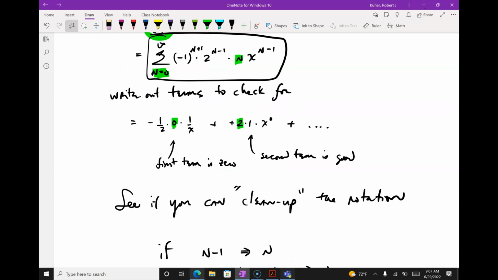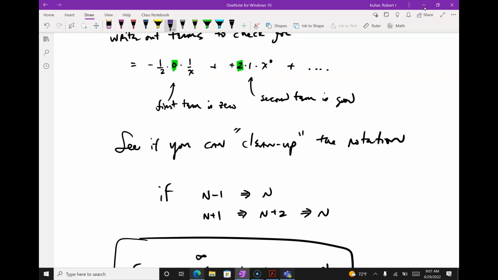So the second term is good. So I think I might be able to clean things up. Since I can't start at 0, but I can start at 1, what if n minus 1 was just n? If I put 0 in here, it was nonsense. If I put 1 in there, it's okay. So if I started just at n, I can start again at 0.